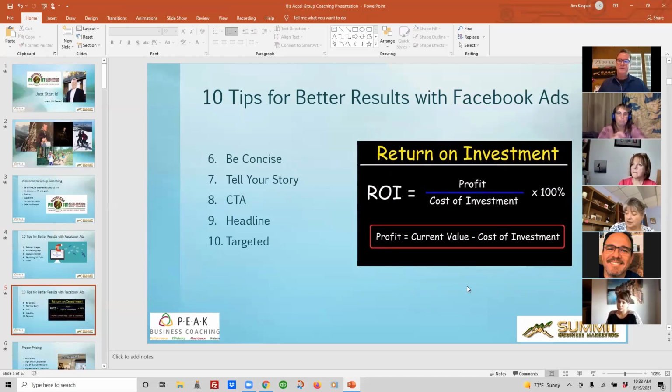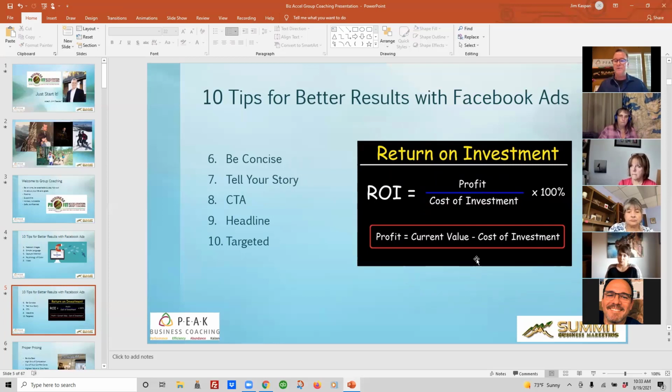So again, this infographic is really why are we doing these 10 things? What's in it for you? Nobody wants to pay Facebook a bunch of money and not get more business. So that's why we're doing this. And return on investment is simply profit over the cost of your investment.